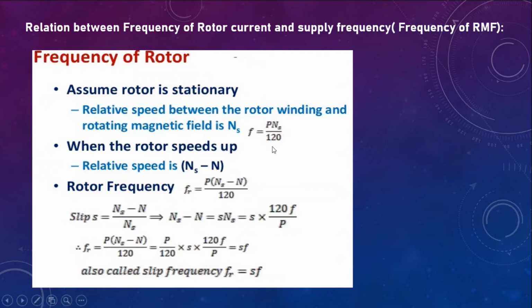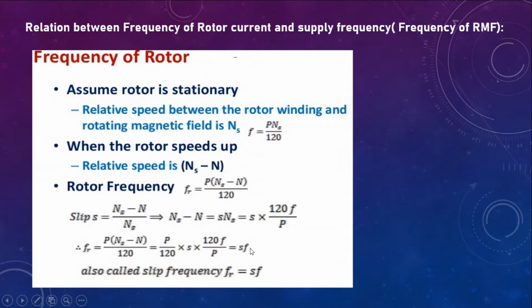Then ns is given by f is equal to p ns by 120. Fine, n is equal to 0. When rotor speeds up, when rotor starts increasing its speed and tries to catch up the speed of rotating magnetic field, then the relative speed will be ns minus n, where ns is equal to rotating magnetic field RMF speed and n is equal to speed of a rotor.